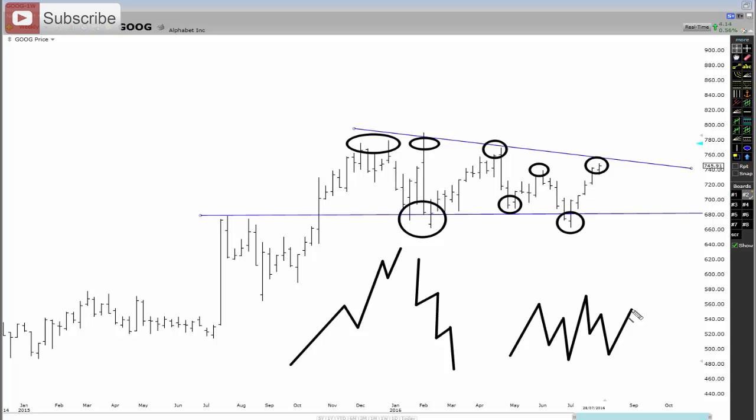Mark my words. When someone does start to take control, when we start to really get some elevated moves in either direction, we are likely to explode and start to move quite substantially in Google. So big moves are coming in Google. Big moves. We've been going sideways.